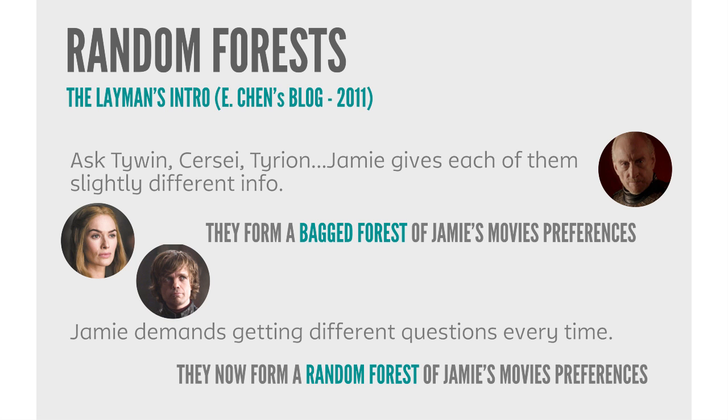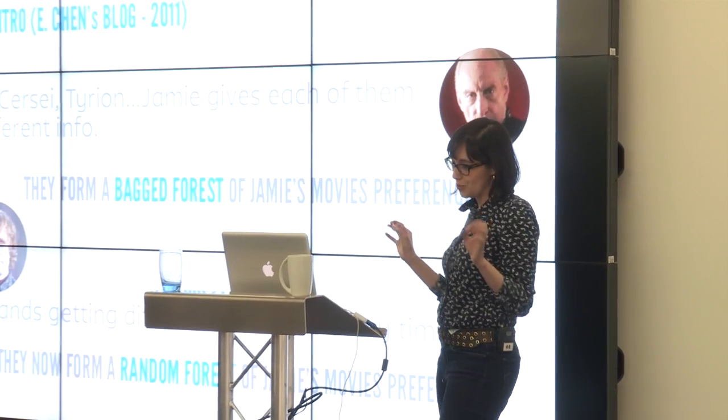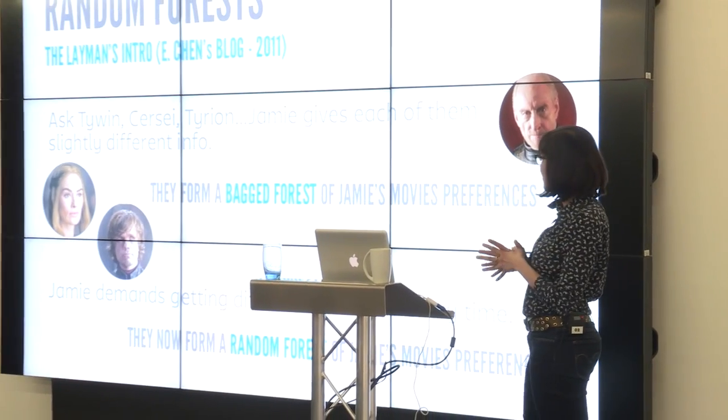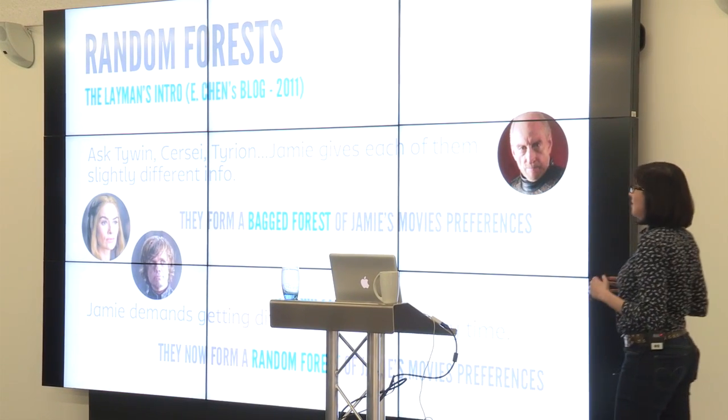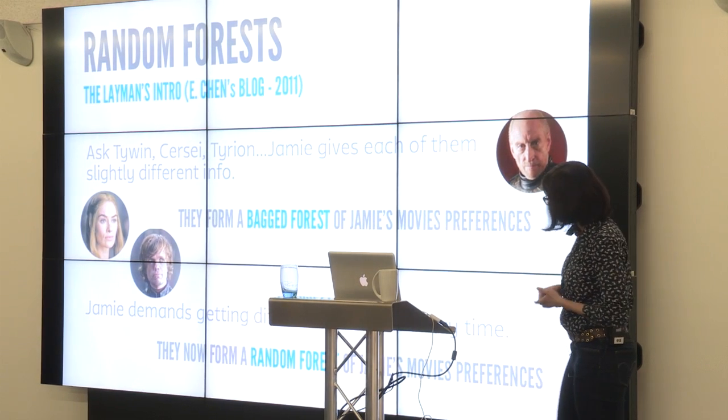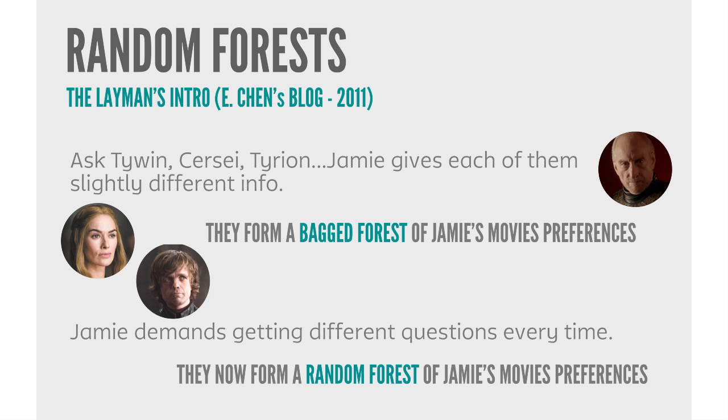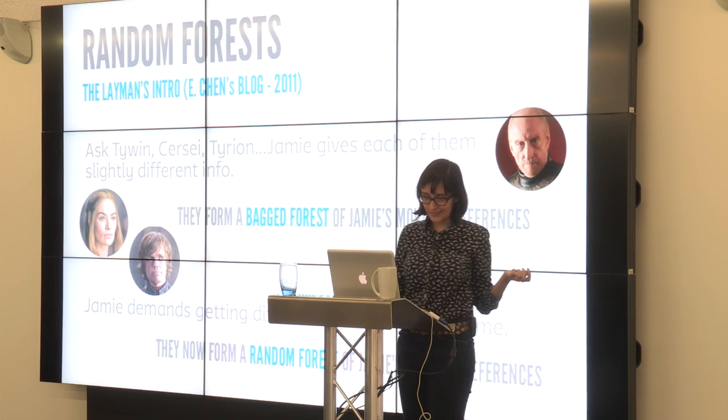So going about the same procedure, they form a bagged forest of Jamie's movie preferences. Each of them is a different tree. Because you have these different bootstrapped sets, you have a bagged forest of Jamie's movie preferences. Now the last point is if Jamie demands getting different questions every time. The last step was pretty much Brienne playing the 20 questions, but he wants different questions. If the selection of these questions is random, then at the end we form a random forest of Jamie's movie preferences, because they're not the same questions. So this is the idea behind random forests.